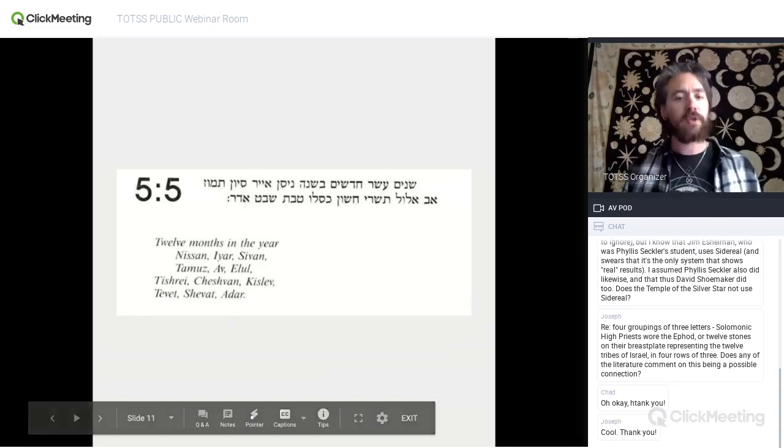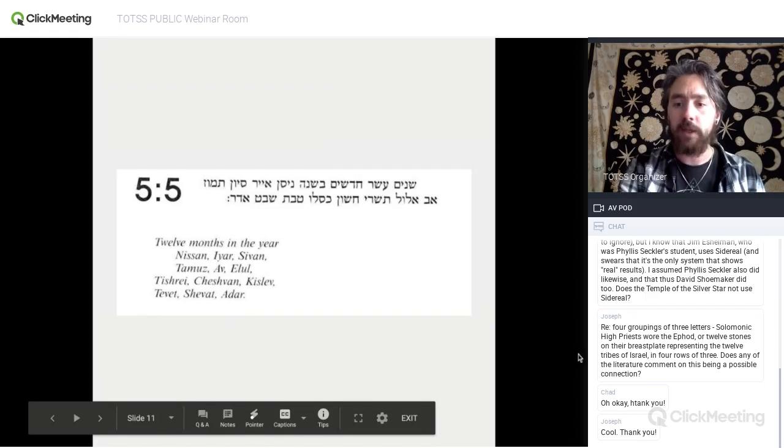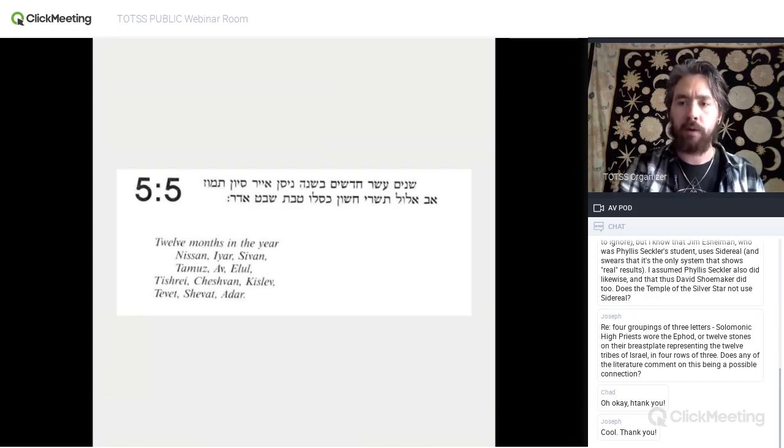Okay, so 12 months in the year. I'm not going to bother trying to pronounce these and butchering the Hebrew names of the months, but these are just the Hebrew names for the 12 months. Nisan roughly corresponds with the sun being in Aries. It usually starts towards the end of March. We'll talk a little bit more about calendars as we go on, but it's worth noting that Nisan, roughly the first month, roughly corresponds with the sun's entry into Aries.